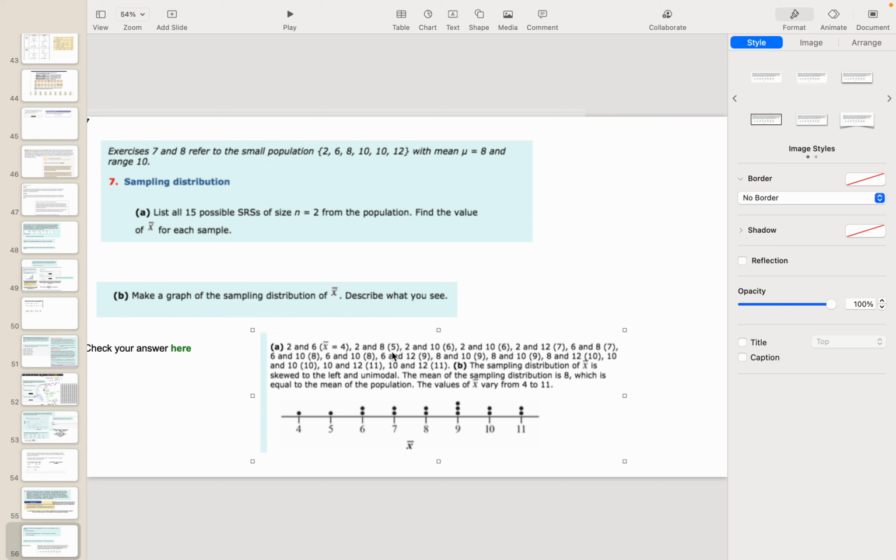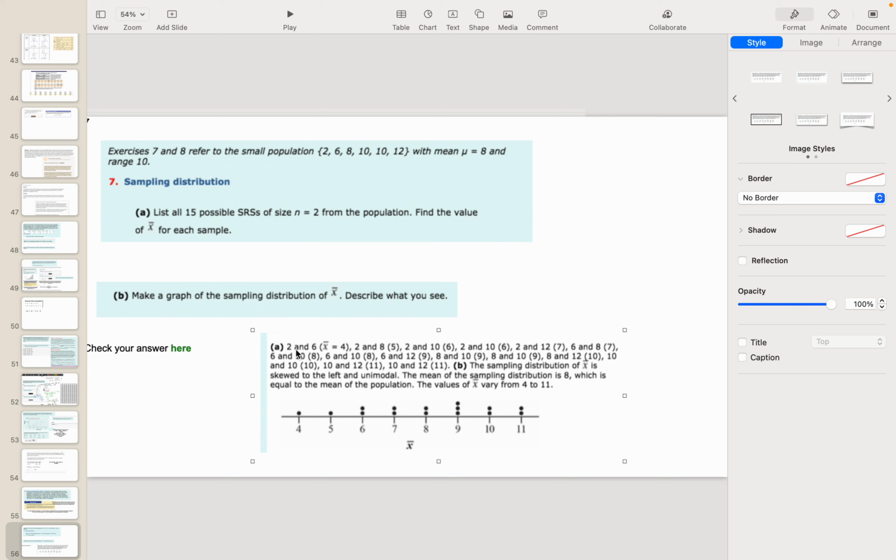And this is telling you, and in brackets is the mean, because it's asking you every time you sample 2, what mean do you get? So that's this first part, A. And then it says, well, what would the graph look like, right, if you graphed all those means.